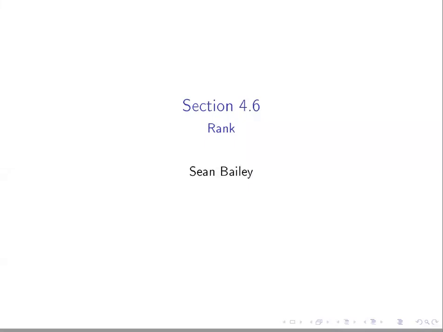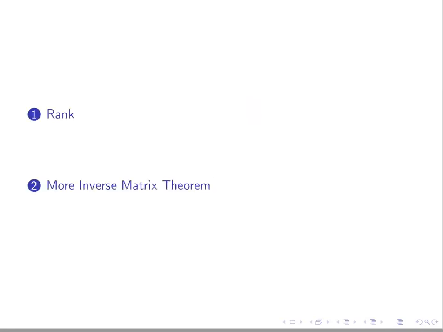Welcome to section 4.6. As we get to the end of this chapter 4, talking about vector spaces, we're going to add a new concept called rank. Now rank is a numerical value that's associated with a matrix, and I'll explain what that is. So I'll introduce rank, and then actually I'm going to come back to the inverse matrix theorem.